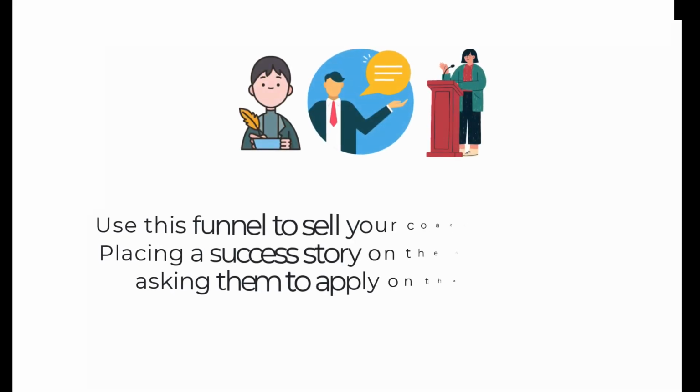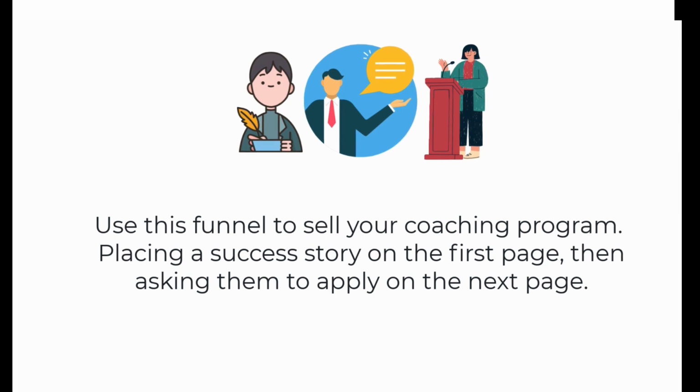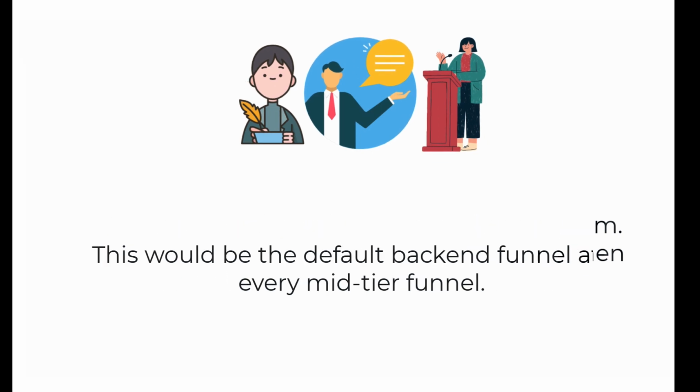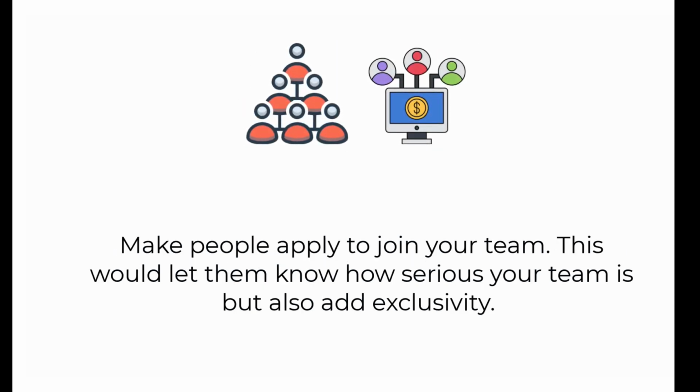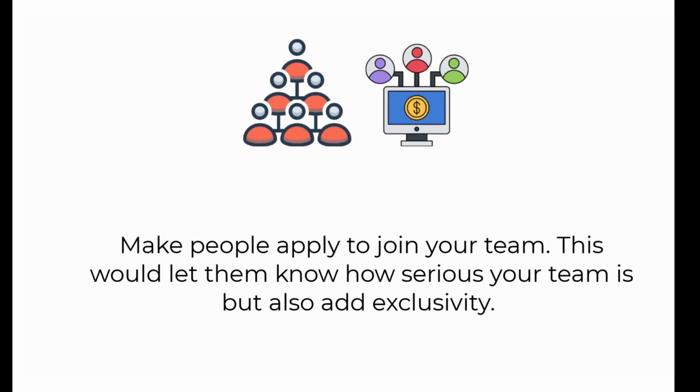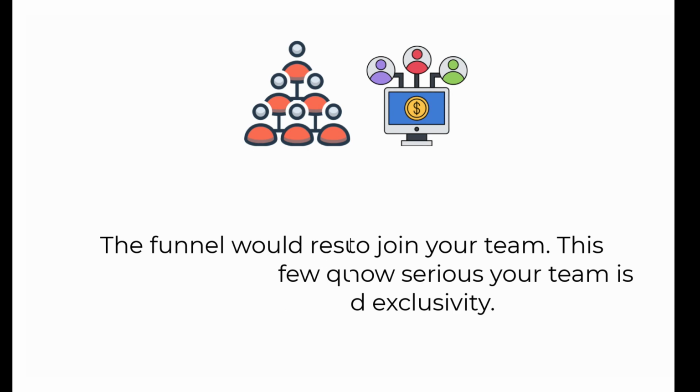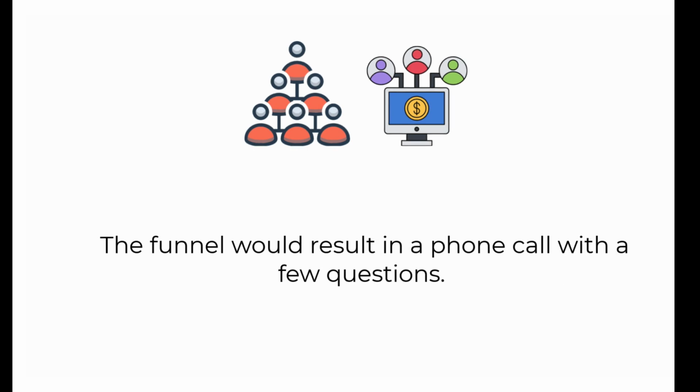If you're an author, speaker, coach, or consultant, use this funnel to sell your coaching program, placing a success story on the first page, then asking them to apply on the next page. This would be the default back-end funnel after every mid-tier funnel. If you're in network marketing or affiliate, make people apply to join your team. This would let them know how serious your team is, but also add exclusivity. The funnel would result in a phone call with a few questions.